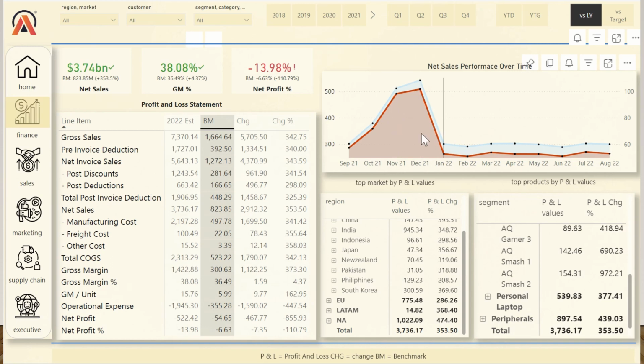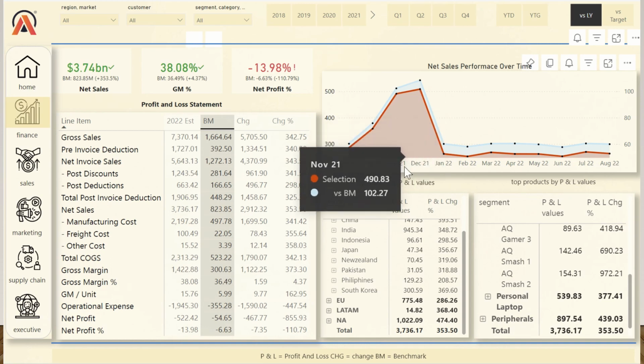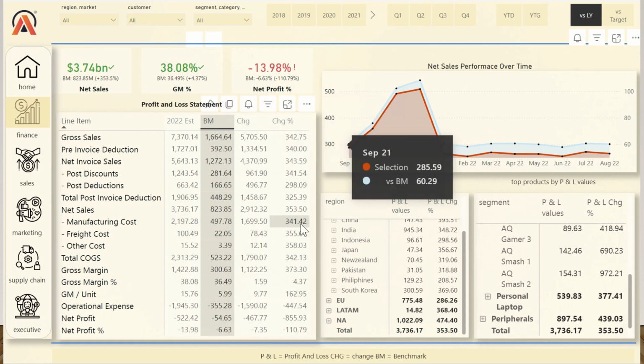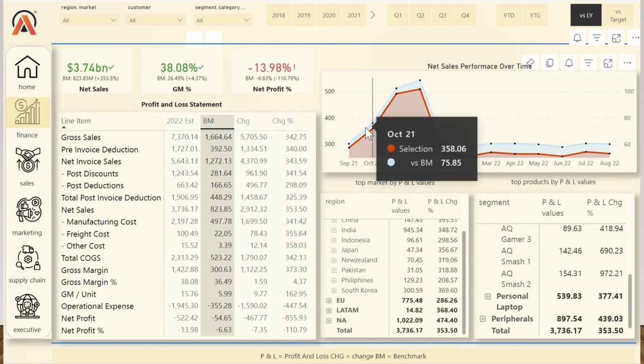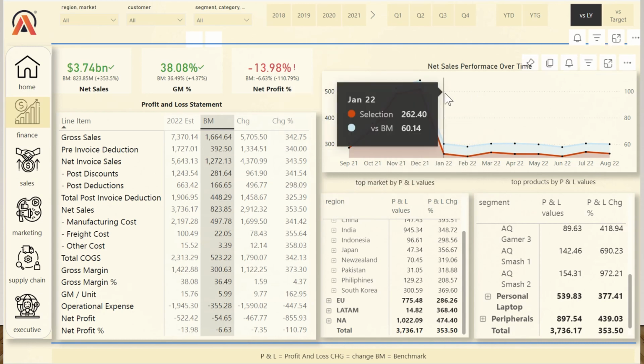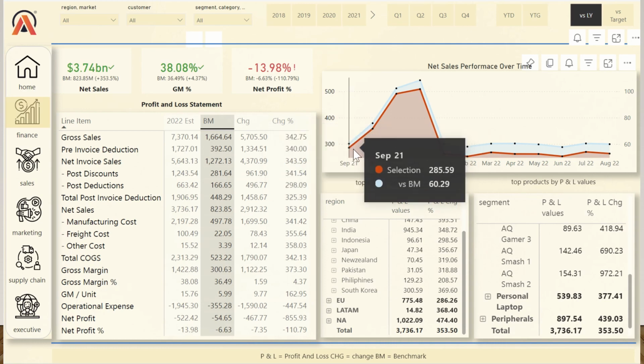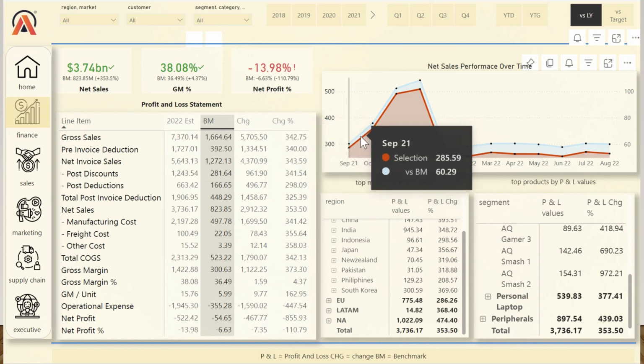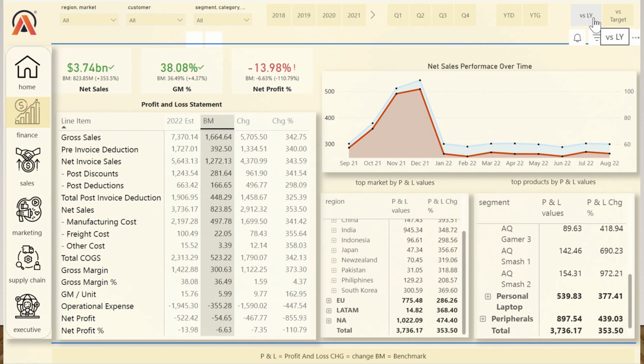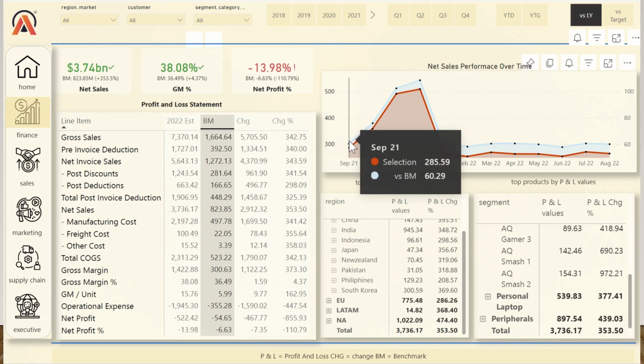I want to jump over to this line chart. Here you can see two line charts, one red and one blue. Since we haven't selected anything yet from this panel value table, the default is net sales, so we are seeing net sales over time. And as we have selected versus last year, we are seeing the net sales of this year as well as the net sales of last year over time.